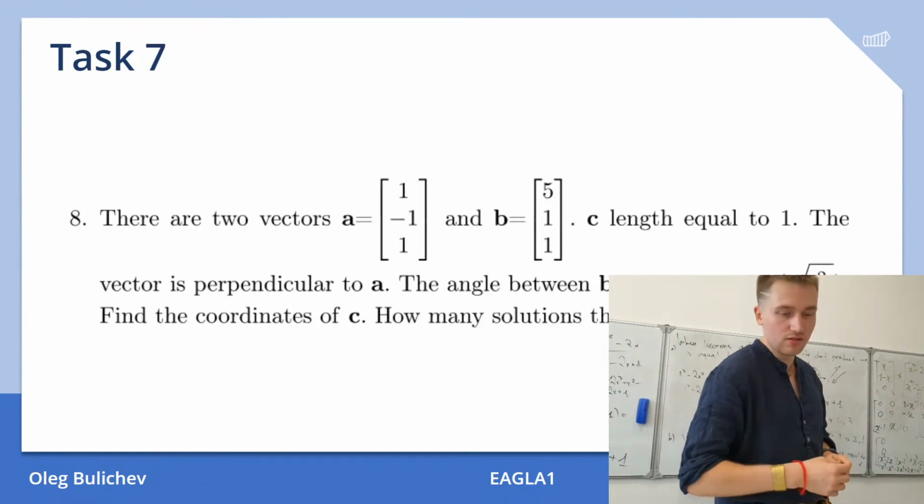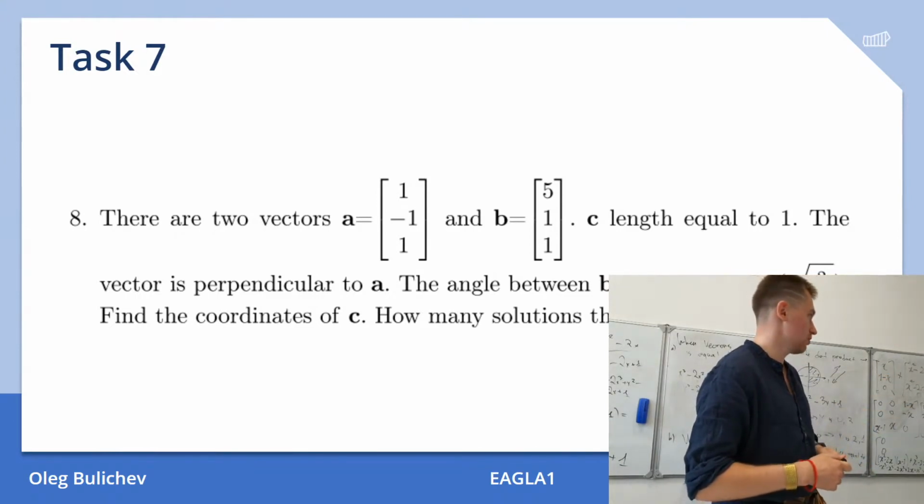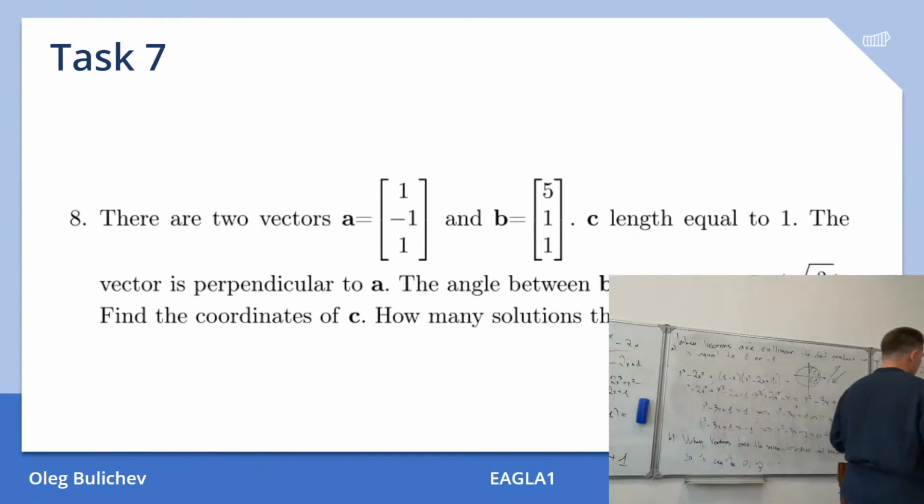Okay, this task, do you know how to solve it? Just briefly. We have three vectors, A, B, and C. So we need to find C. How many variables does C have? 3. So we need 3 equations. How can we find them? 2 are easy. The third one is not so easy.